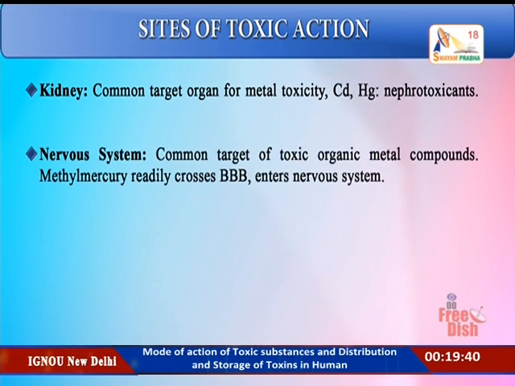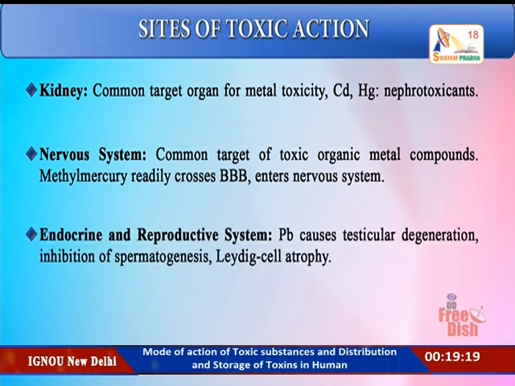Then the nervous system. So, the nervous system is also a common target, especially the central nervous system, the peripheral nervous system, the cerebrospinal fluid. All these can be common targets of the toxic organic metal compounds like methyl mercury. This will readily cross the blood-brain barrier and it will enter the nervous system.